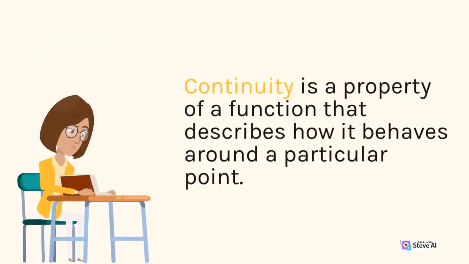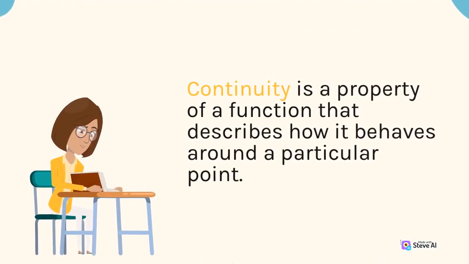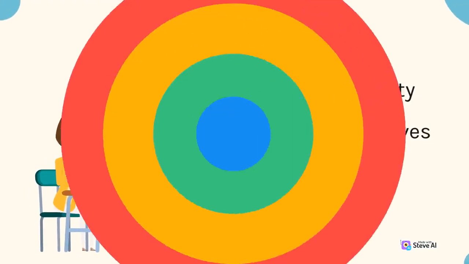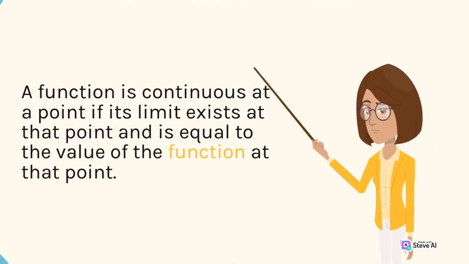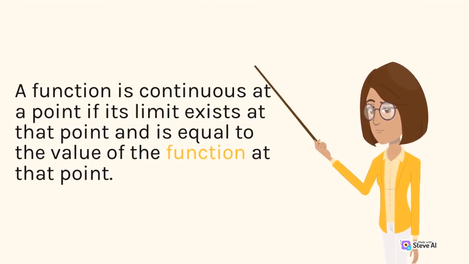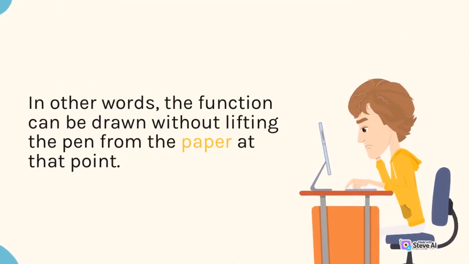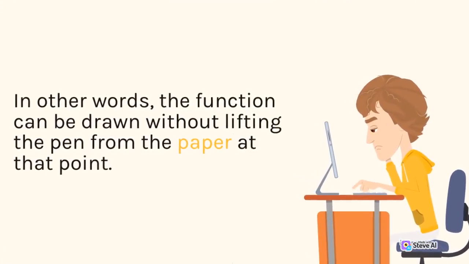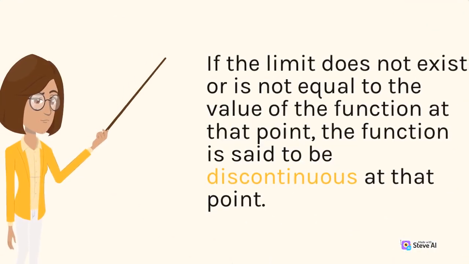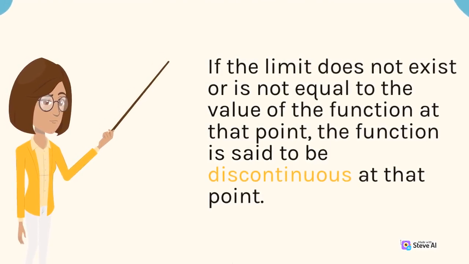Continuity is a property of a function that describes how it behaves around a particular point. A function is continuous at a point if its limit exists at that point and is equal to the value of the function at that point. In other words, the function can be drawn without lifting the pen from the paper at that point. If the limit does not exist or is not equal to the value of the function at that point, the function is said to be discontinuous at that point.